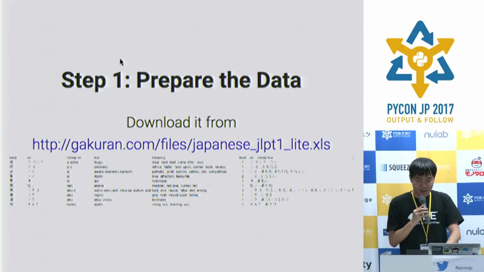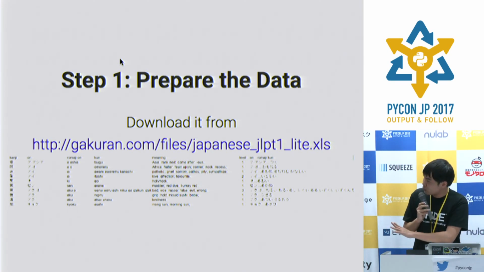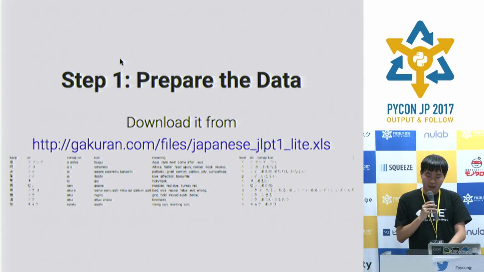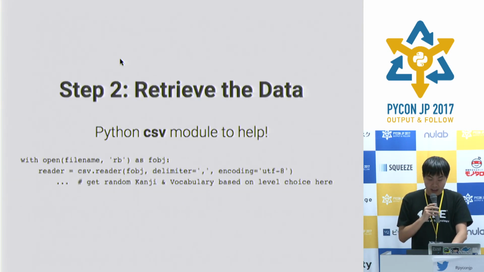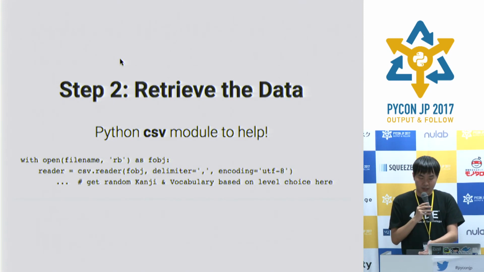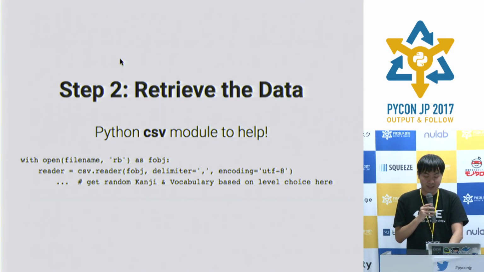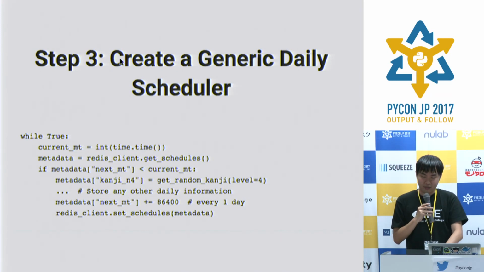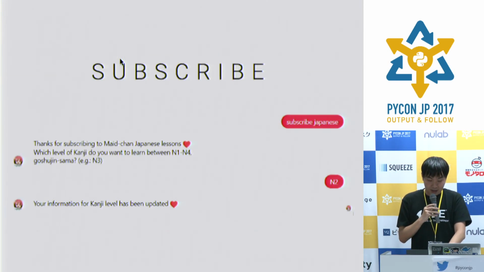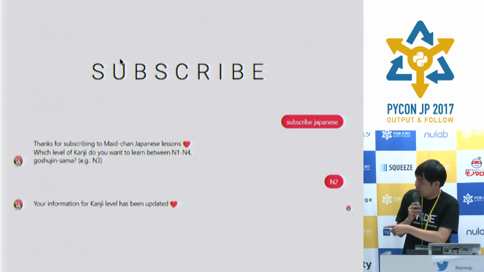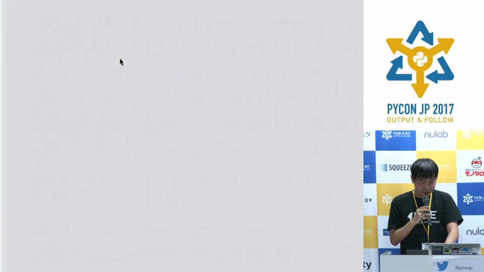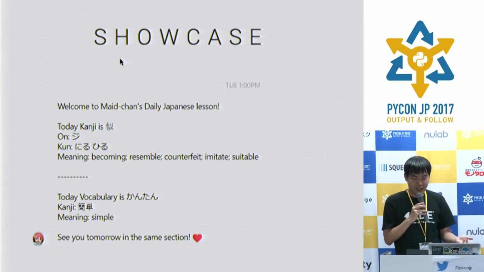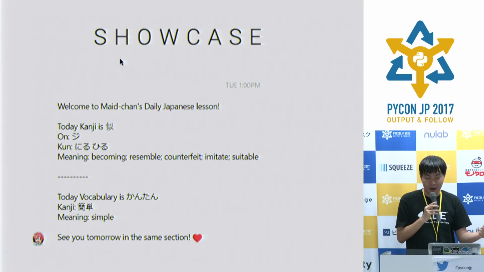Initially, I prepared the data. It has Excel files which contain all of the language proficiency materials from N1 to N4. After that, I retrieved the data using the Python native CSV module. I could read it and parse the data. Then I created a daily scheduler to send me a daily vocabulary and daily kanji through the bot. I said I want to learn, for example, language proficiency N2, and this is the example result. It gives me today's kanji, like niru, hiru, which means becoming or resembles, or kantan, which means easy or simple.